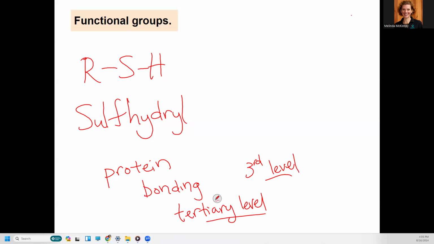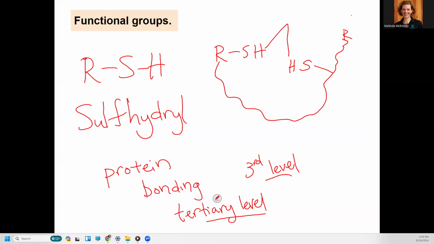So you've got an R group and an SH. And then say this molecule actually wraps around over here, the big old protein, and over here you also have another functional SH. What can happen is that these hydrogens will actually leave, and then you will actually have a covalent bond between these 2 sulfurs, and that's going to be a very, very strong linkage that's going to hold this molecule in place. So that's what you need to know about the functional group sulfhydryl.